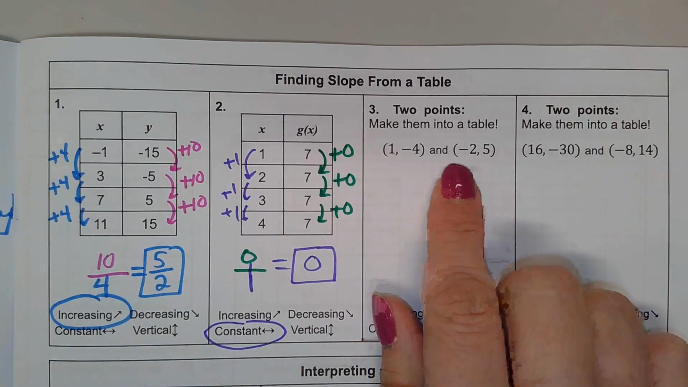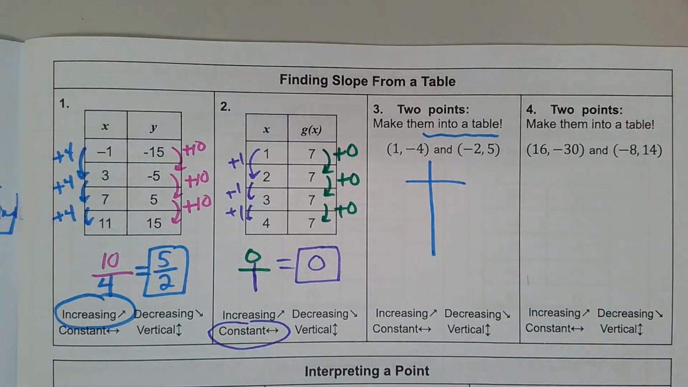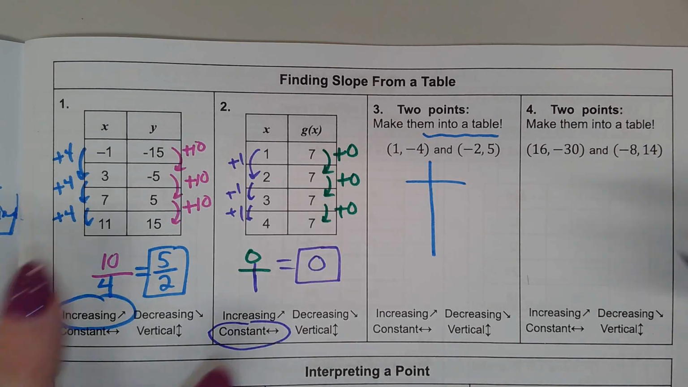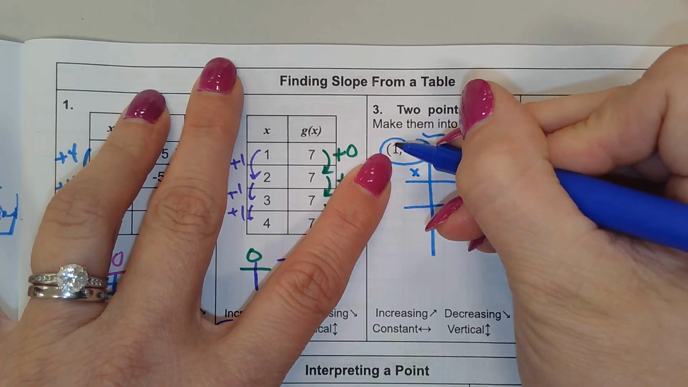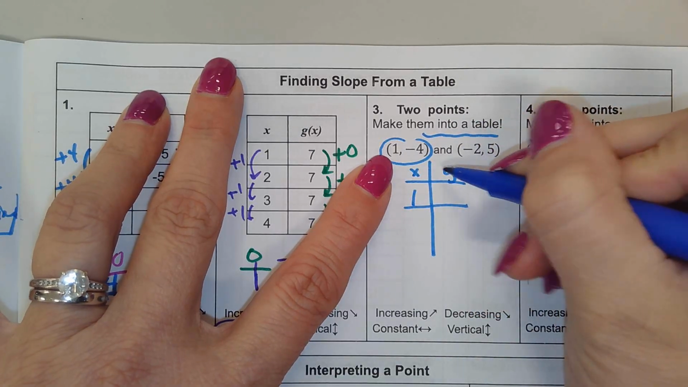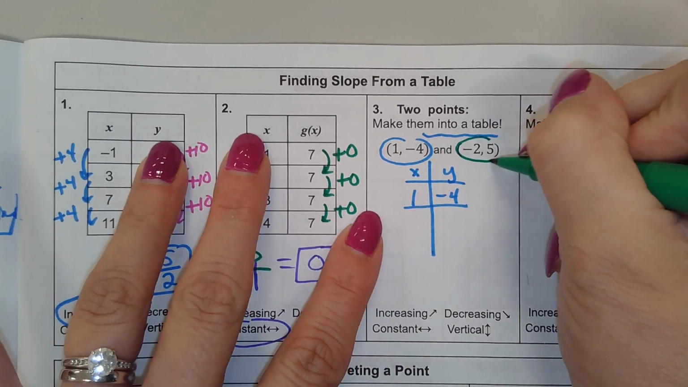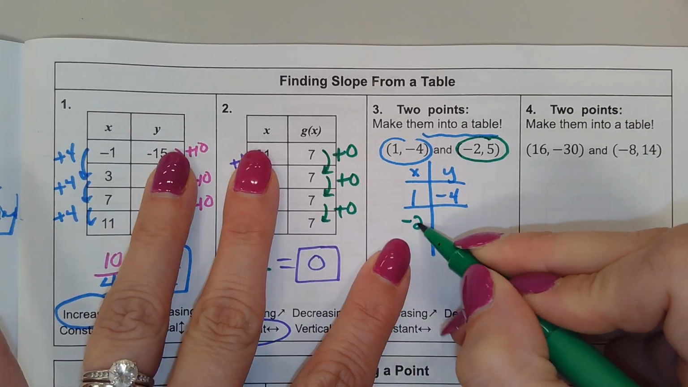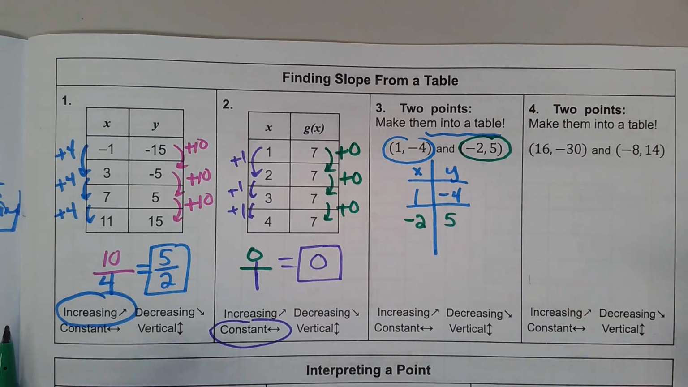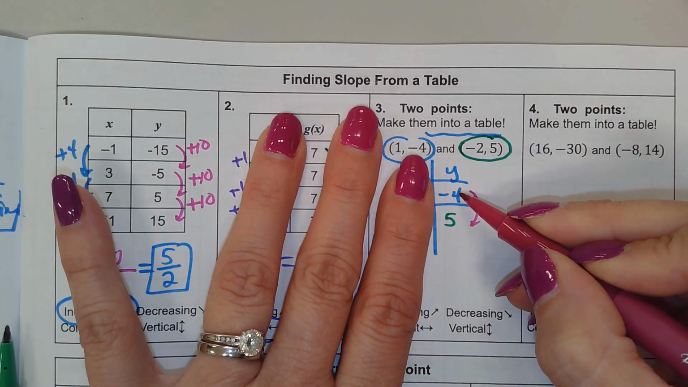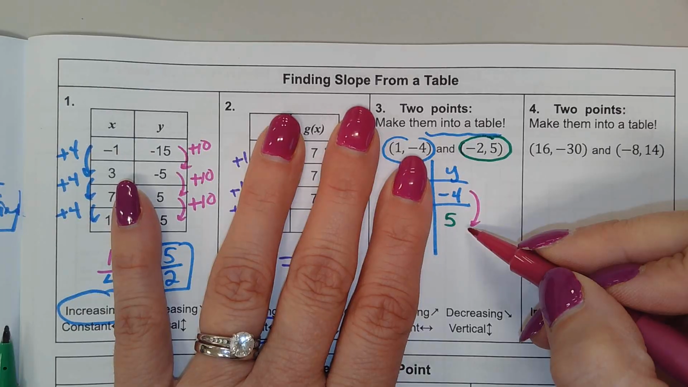If they give you 2 points, we need to make them into a table. Let's make a table all by ourselves. This first point right here, the x number is 1, and the y number is negative 4. The next point has x of negative 2 and y of 5. So now I will find the pattern. Negative 4 up to positive 5. You can look at a number line for this.